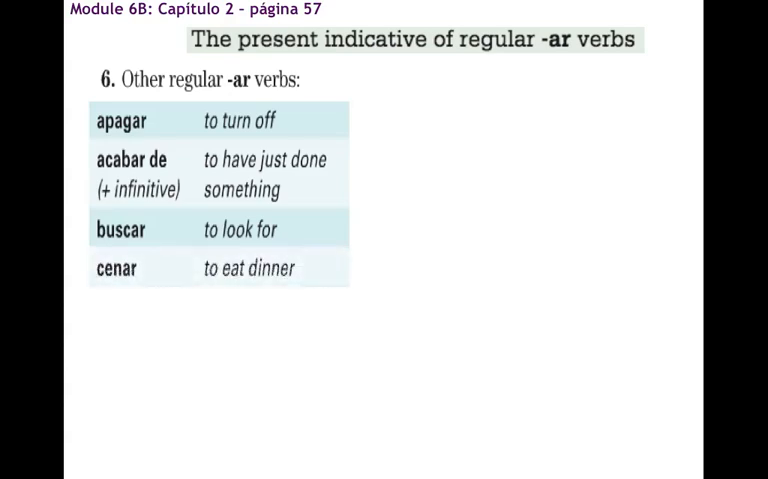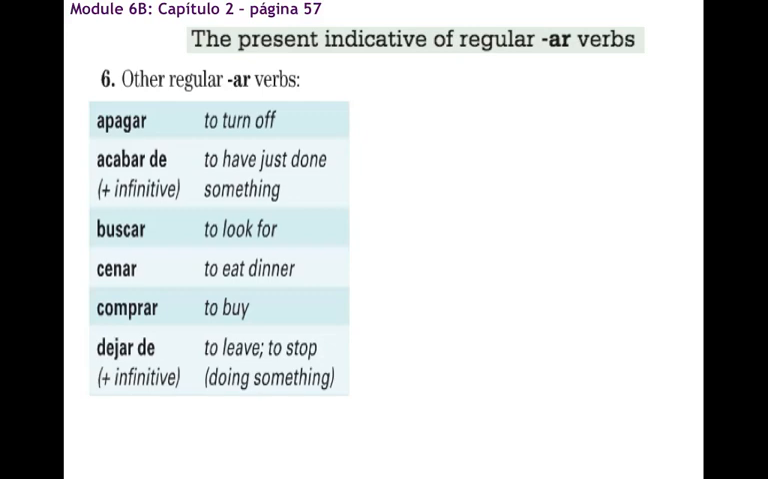Repitan, por favor. Cenar. Yo ceno con mi familia. I eat with my family. Ellos cenan en el restaurante. They dine in the restaurant. Not eat, but dine. Repitan, por favor. Comprar. I am buying my book. Yo compro mi libro. Are you buying your book? ¿Compras tu libro?